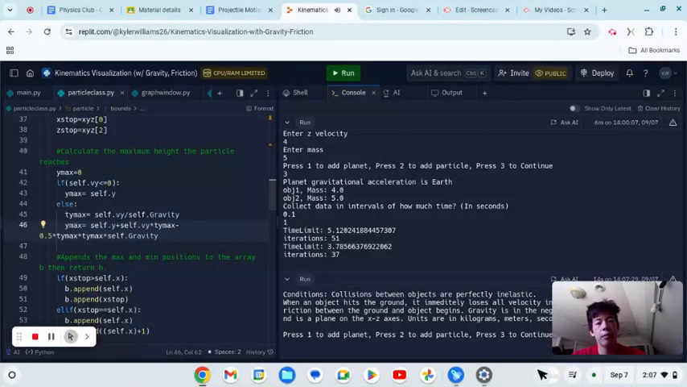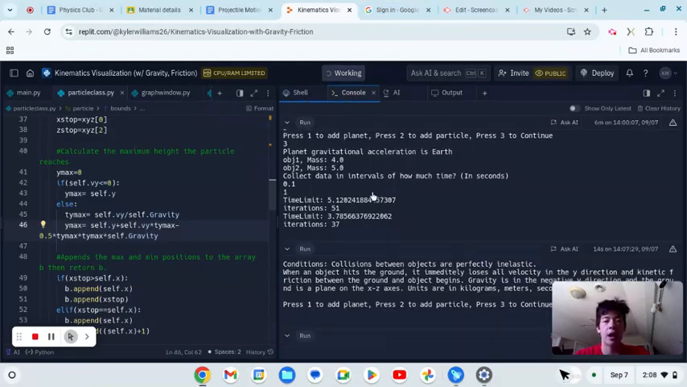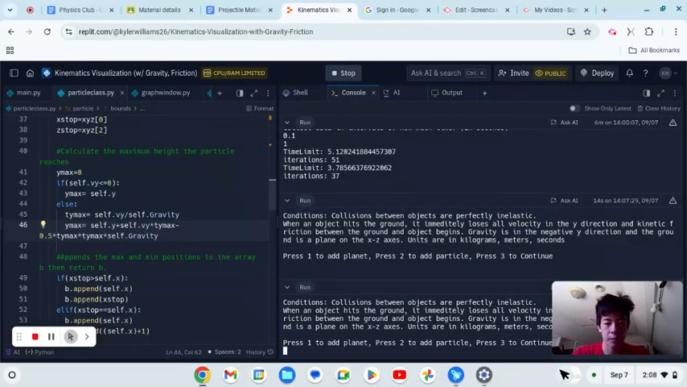So this program is a kinematics visualization, and what that means is you're going to input the initial position and velocity of some particles, and it's going to output a graph displaying how those particles are moving over time. So let's take a look at what happens when I run the program.